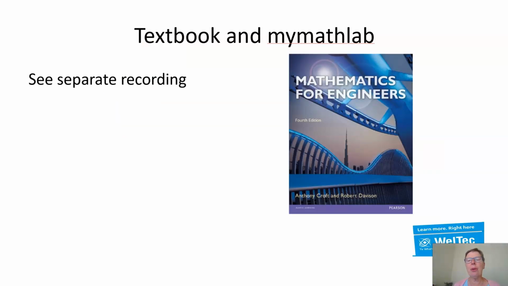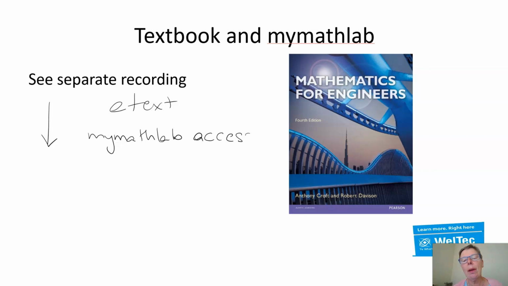There's a textbook, but it's an e-text, and the information about that will happen at the end of this one, so further down, and you get My Math Lab access, and that includes the e-text.